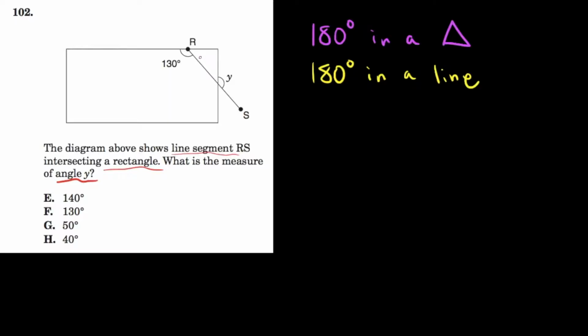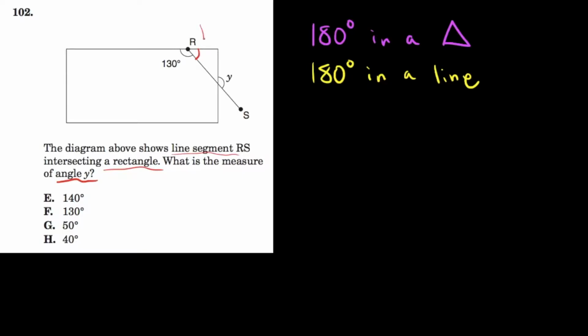There are 180 degrees in a triangle, but I don't know any of the angle measures yet, or I haven't figured them out. So let's do that. There are 180 degrees in a line. So I see this line segment up here, the top edge of this rectangle. That's a straight line, and there's 130 degrees on that line.